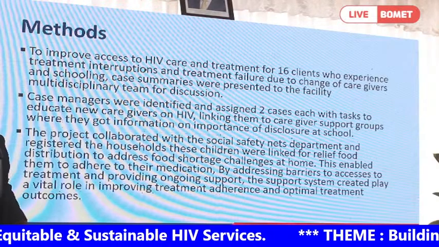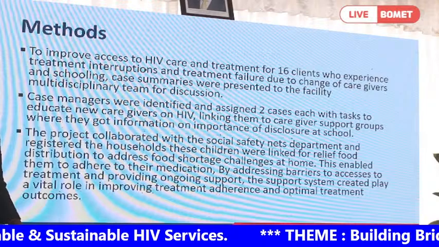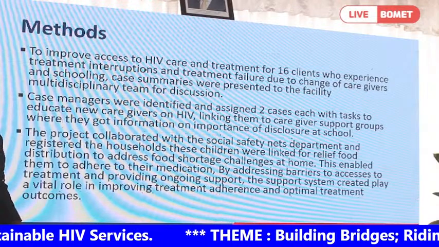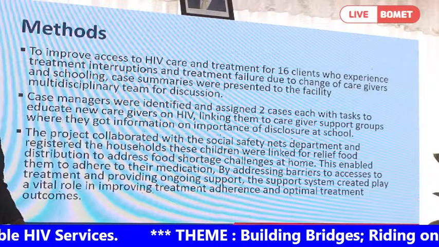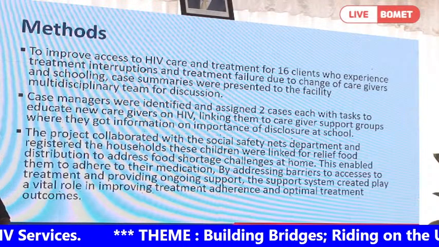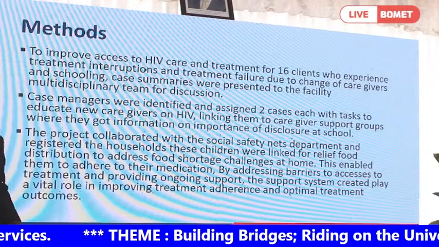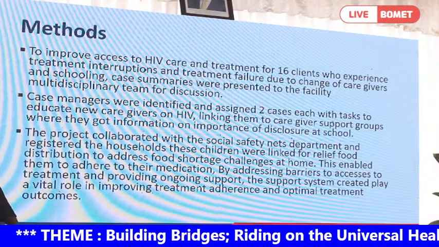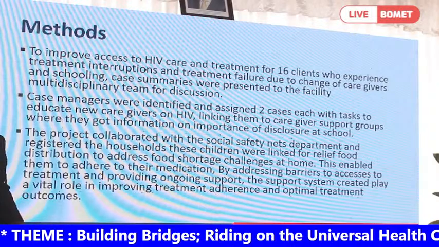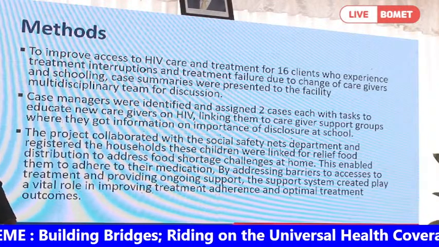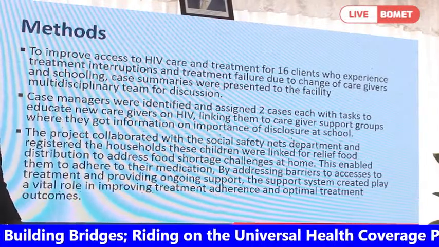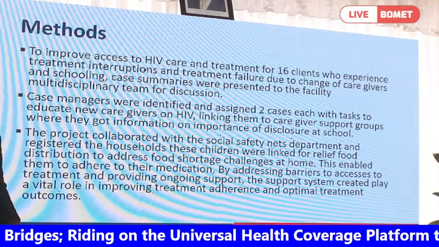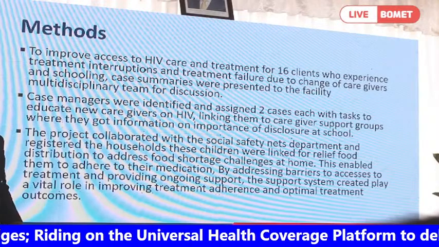After discussing with the client and the caregiver, we introduced their case manager to them, and the case manager would be following up on their cases, supporting them, and in case of any emerging problem, the case manager would be there to address that and support the client. Another thing that we realized is that 11 of the clients had lost their parents and were being taken care of by relatives, and we had to counsel them again on loss and grief. Another thing we did was to assign 2 cases to each case manager, so that they would be educating the new case managers.